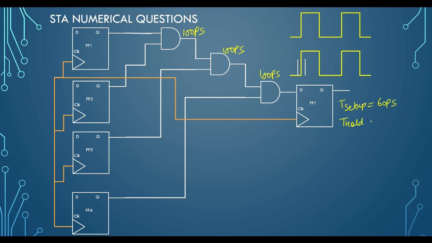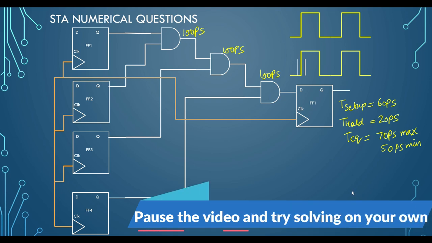All the flip-flops have a hold time of 20 ps, and a TCQ delay, clock to Q delay, of maximum 70 ps and minimum 50 ps. So TCQ minimum is 50 ps and maximum is 70 ps. Now if there is no clock skew, the first question is: what is the maximum frequency of operation of this circuit? You may want to pause the video and solve it on your own before we solve it here.